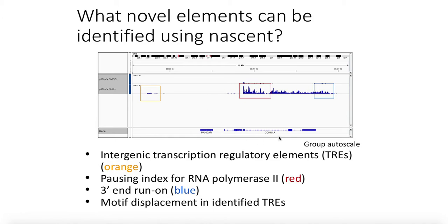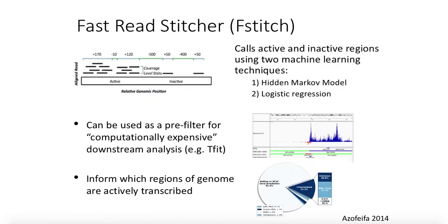Okay. The other thing that we can get is information on motifs and motif displacement. In other words, if I say that this is my polymerase loading site, how far are the motifs for the transcription factors away from this polymerase loading site? Okay. So we're going to talk about all these different elements.